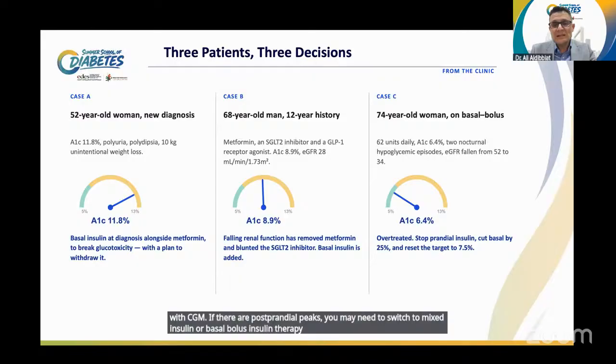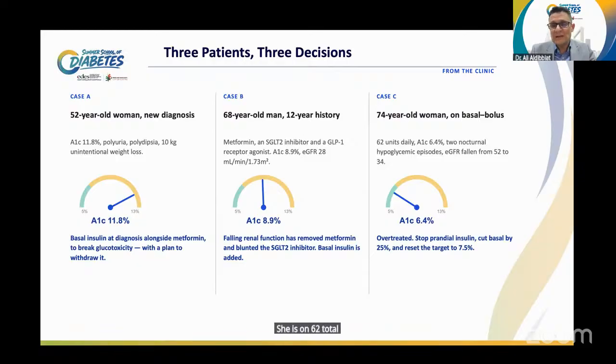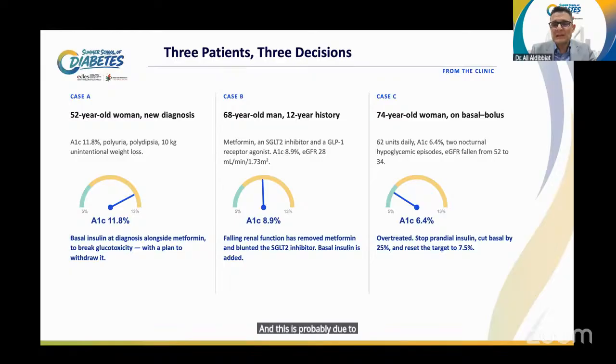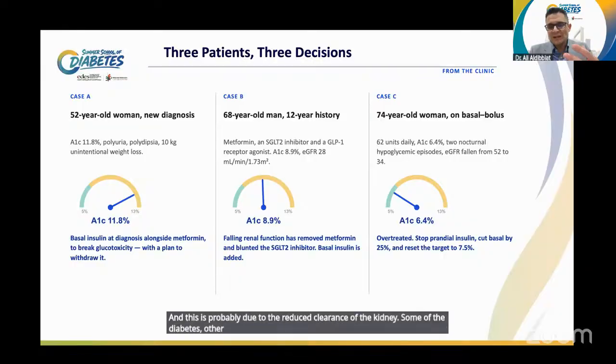The last case here is to show you how we need to de-escalate therapy and reduce insulin. A 74-year-old lady on basal bolus insulin therapy. She's on 62 total units a day. Her A1C is 6.4, but she had recurrent hypoglycemia. In the past week, she had 2 episodes. Her eGFR has fallen from 52 to 34. And this is probably due to the reduced clearance of insulin by the kidney, and some of the other diabetes treatments.